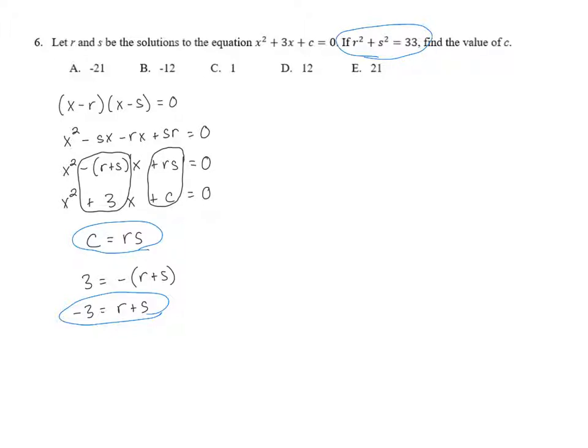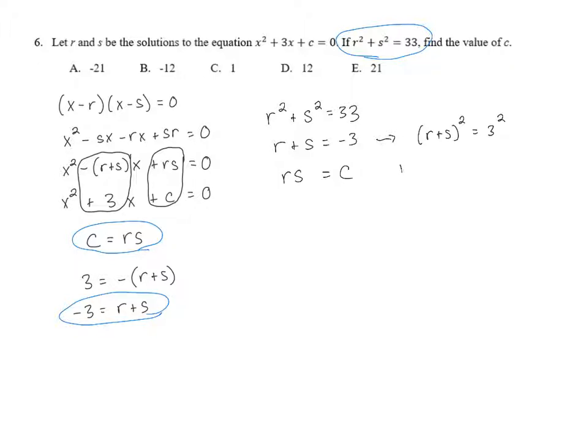I'm going to rewrite these equations on the right. We've got r squared plus s squared equals 33. We've got r plus s equals -3. And we've got r times s equals c. What I'm going to do is take this middle equation and square both sides. That's going to be r plus s quantity squared equals 3 squared.